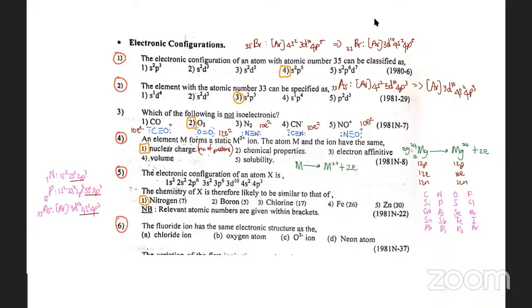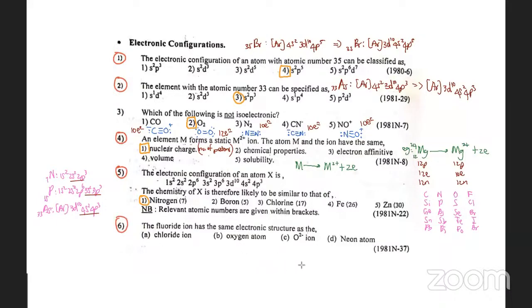Sorry, it's not about the period, it's about the group. So can I see a raise of hands if you understood that? So in future, look for the last electronic configuration. If the final electronic configurations are similar, that means their properties must be similar. Okay, let's be careful.